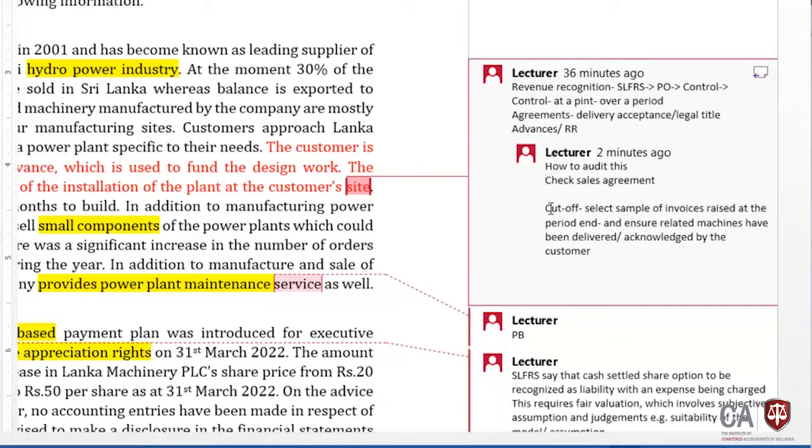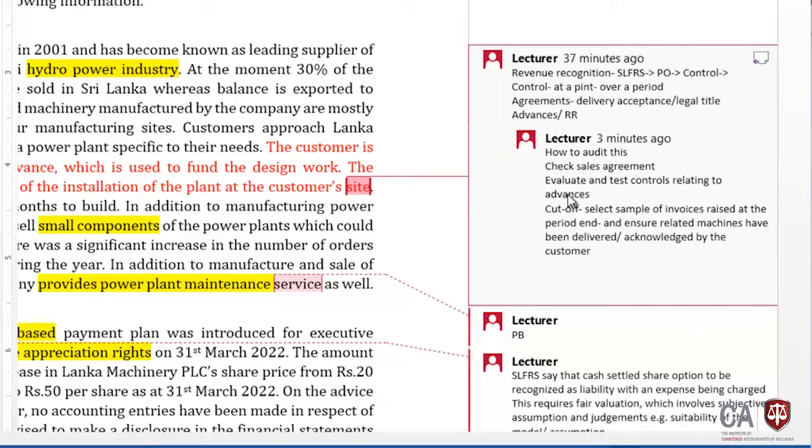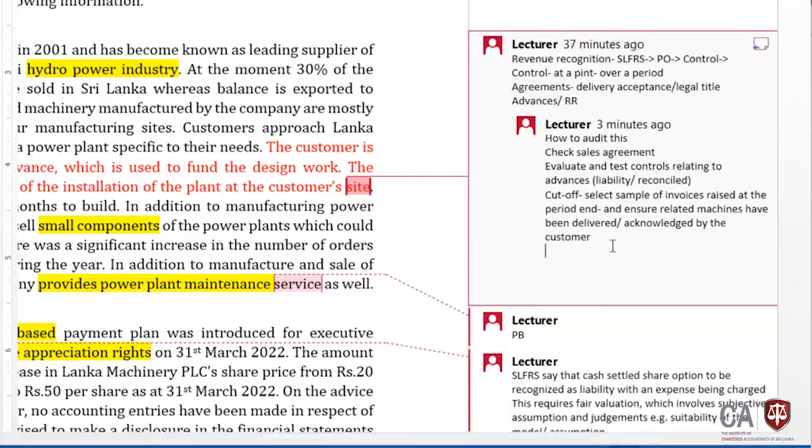After checking the agreement, the logical first thing for an auditor is to assess the real risk. I have to see what controls, right, evaluate and test controls relating to what? Advances, right, whether advances are properly recorded as liability and deferred, and then properly reconciled at the time of dispatch, and then revenue is recognized. So, this control testing is very important, and these are more substantive cut-off testing, and I can also test advances settled during the period and the completion.